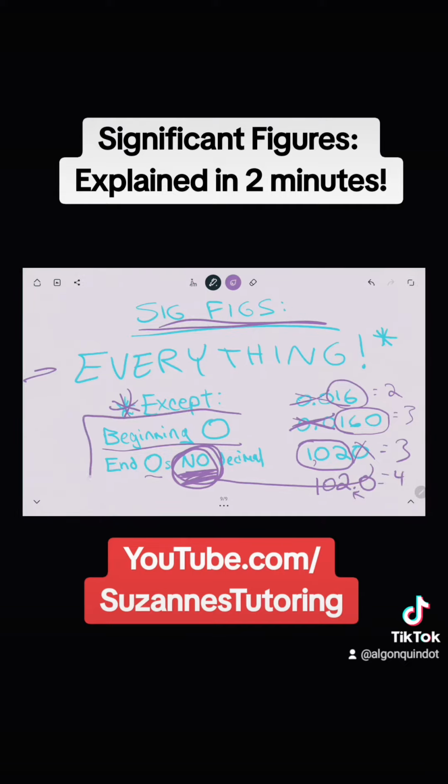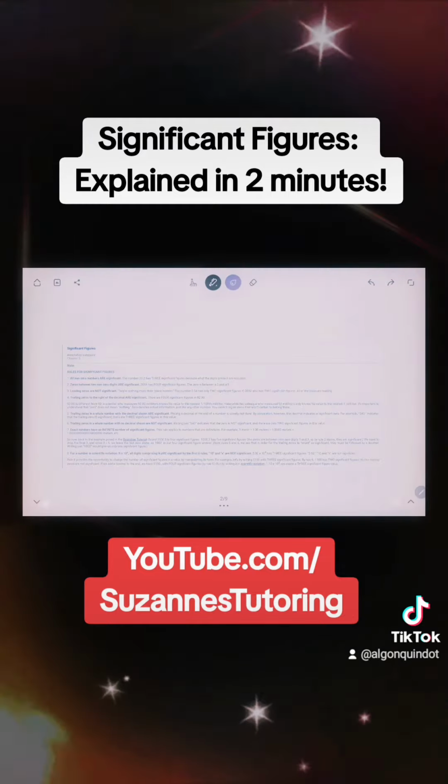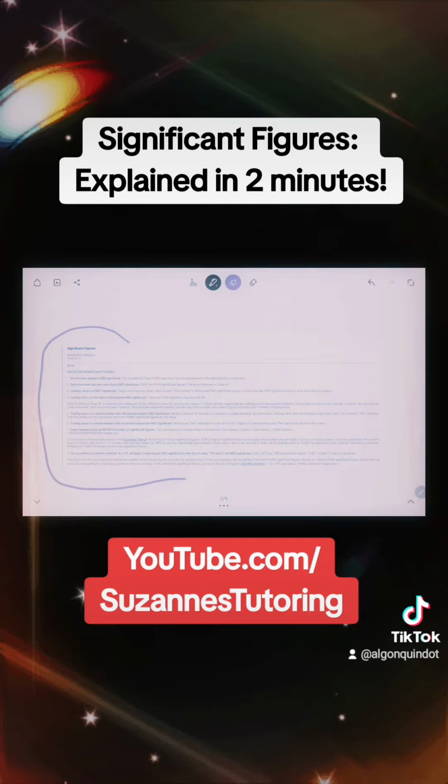So the only time you do not count the numbers is all the beginning zeros, and only when there's no decimal, you just don't count the end zeros. And that is it, which is so much better and an easier way to describe it than all of these.